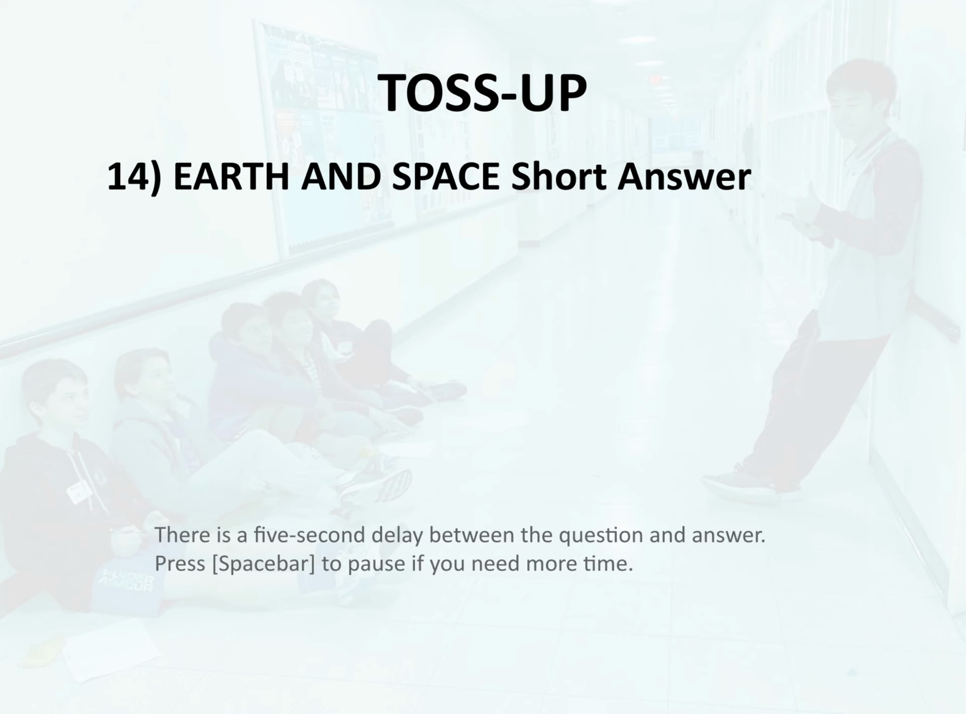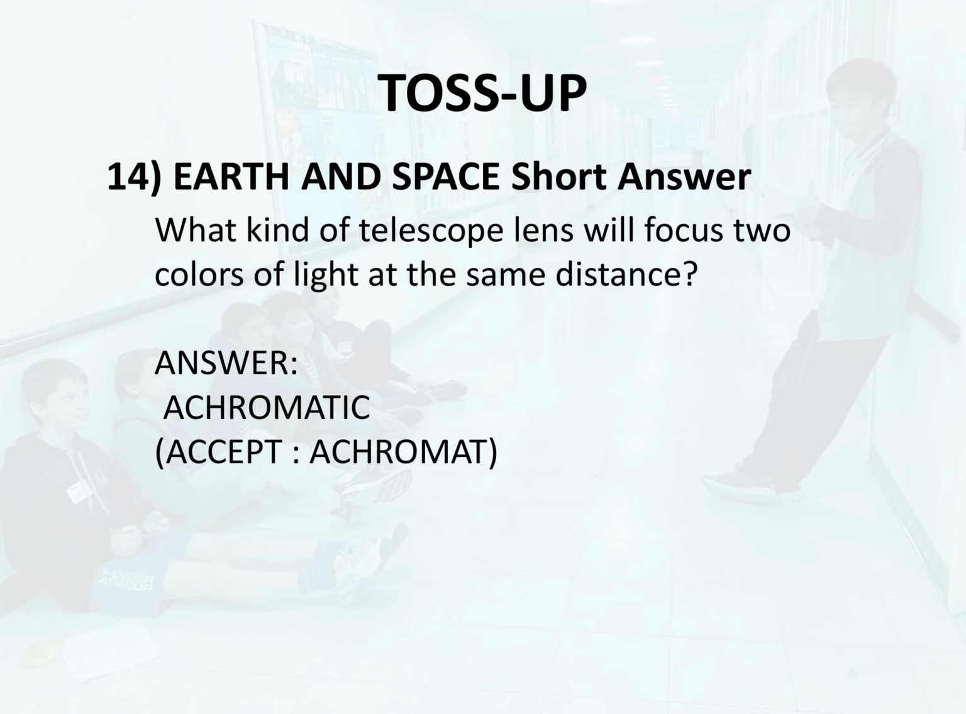Toss-up 14. Earth and space. Short answer. What kind of telescope lens will focus two colors of light at the same distance? Answer. Achromatic.